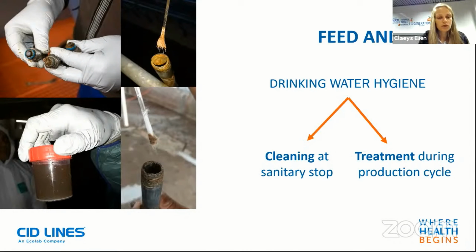Here on the photos on the left side, you see some bad examples. For example, the first photo on top, it's an example of a drinking water nipple from a pig barn. It's an example from Belgium. But here you see that there is a lot of dirt on top of the filter of the drinking water nipple. It can carry the virus. So we really need to clean and disinfect properly.